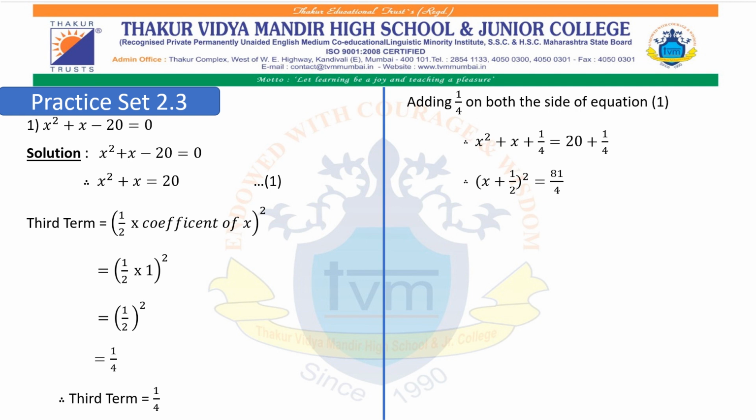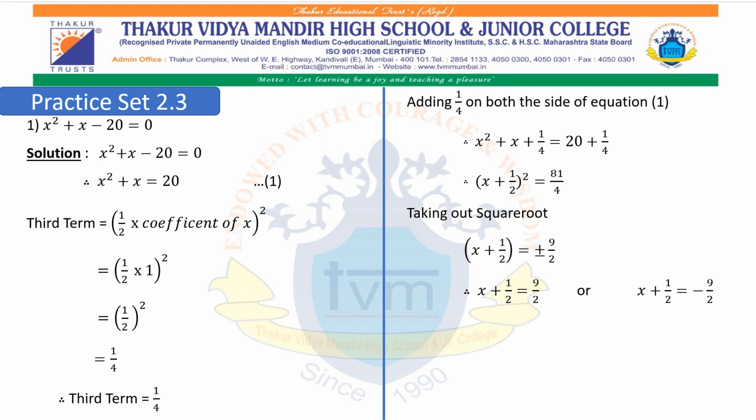Now let us try to remove the square. Taking out the square root, what we will get? We will get x plus 1 upon 2 equals to plus minus 9 upon 2. Why plus minus? 81 upon 4 is the square of positive 9 upon 2 as well as negative 9 upon 2. Let us bifurcate both the values. It can be written as, therefore, x plus 1 upon 2 equals to positive 9 upon 2, or x plus 1 upon 2 equals to negative 9 upon 2.